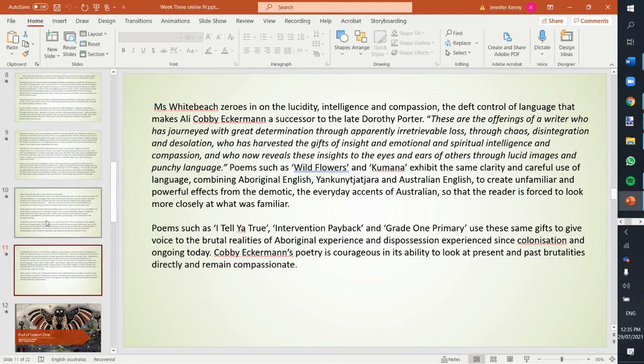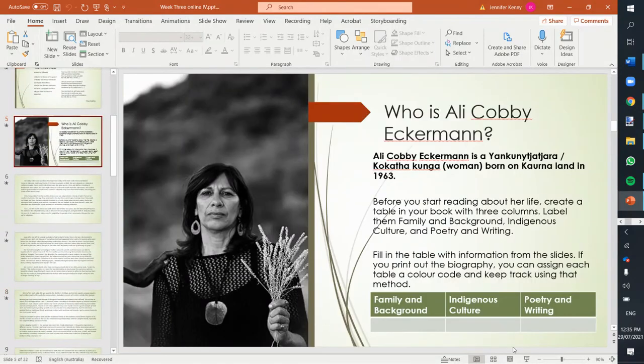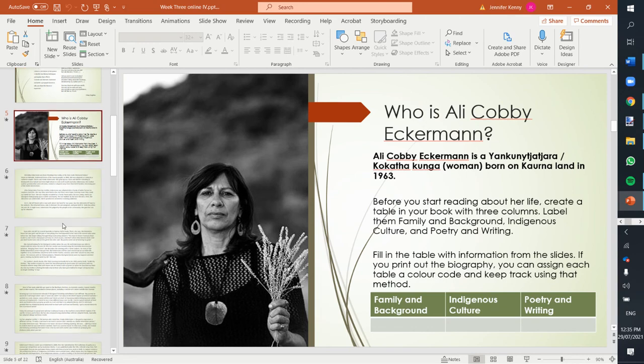Now, during this time, what you should have done is, let's go back here, either color code like I told you, or you've been filling out this. Because this is full of information about her past, who she is, where she came from, why she writes the things she writes, what inspires her, and what she's trying to do as an author. And all that's going to be really important when we start to look at her poetry.